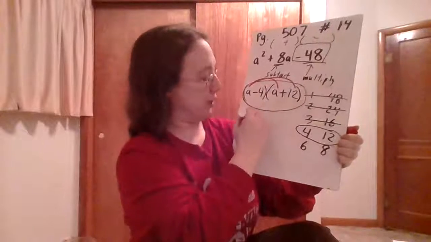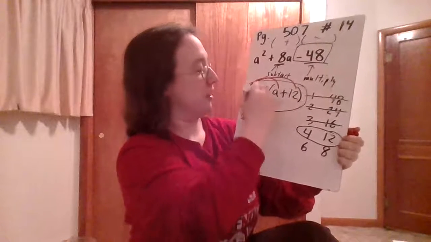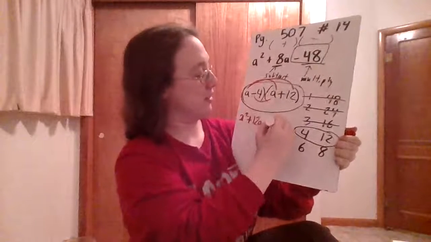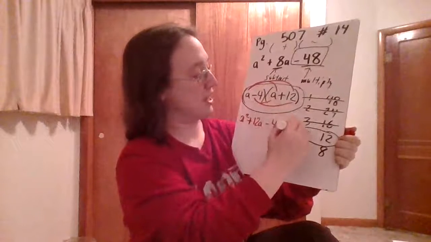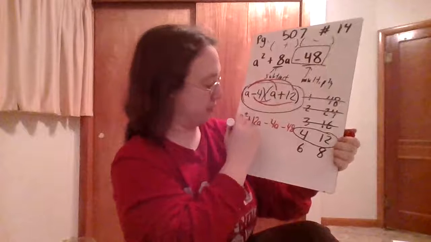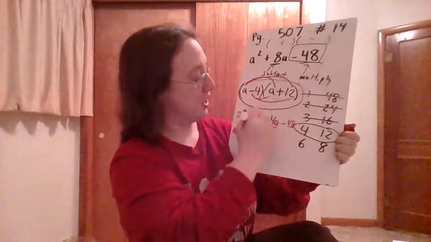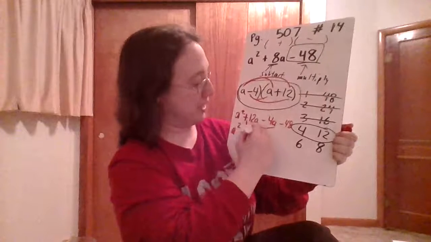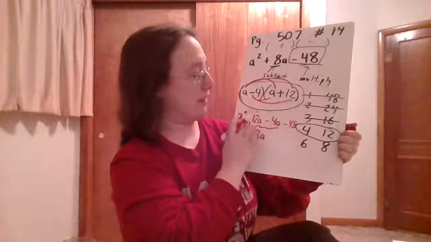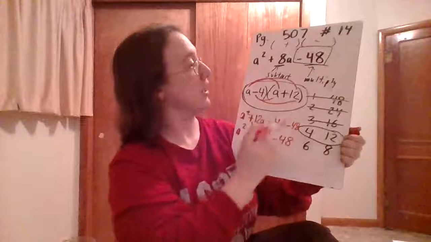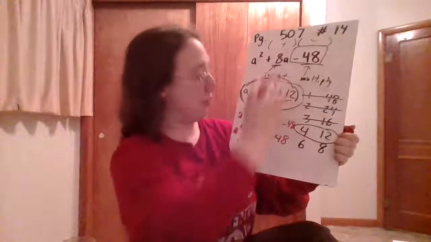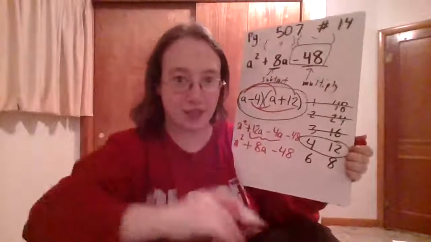A times 12 is plus 12a, minus 4a, and then minus goes with that 4. 4 times 12 is 48. Sure enough, if we combine some like terms there, 12a minus 4a gives you 8a, positive because the positive 12 is bigger than the minus 4, and we've got minus 48 there. And sure enough, that's what we started off with, so we know we factored that right.